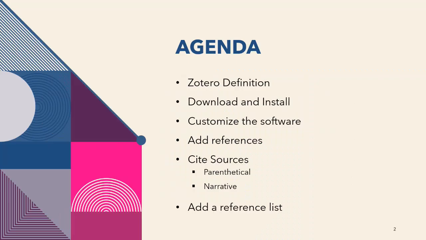In this tutorial, I'm going to cover a few points which we can see on the screen. We're going to look at what Zotero is, how to download and install, how to customize the software, and how to add references, and how to cite sources. When citing sources, we're going to see two types of citations: parenthetical citations and narrative. And finally, we're going to see how to add a reference list.